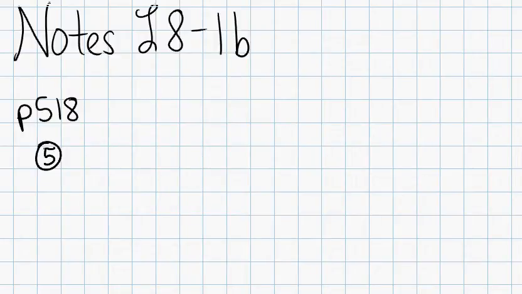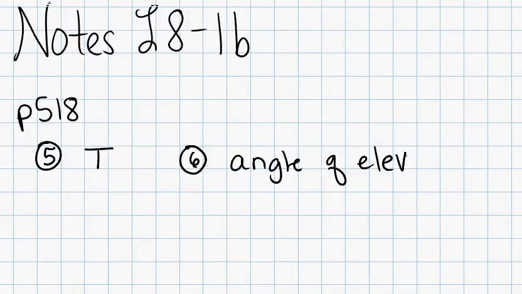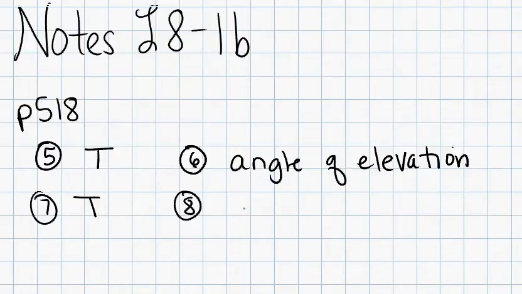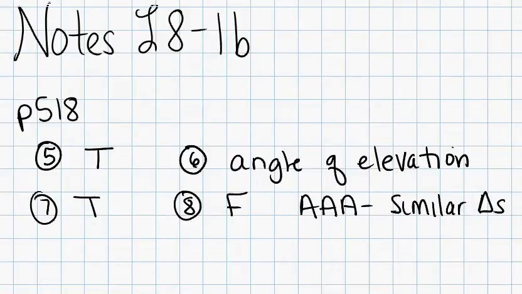So the answers to the Bell assignment are, for number 5, true. Number 6 is angle of elevation. Number 7 is also true. Number 8 is false. Angle, angle, angle gives you similar triangles instead. If you want to solve a triangle, you need at least one side.